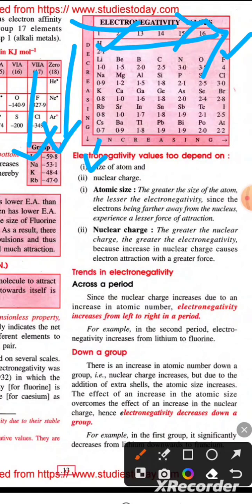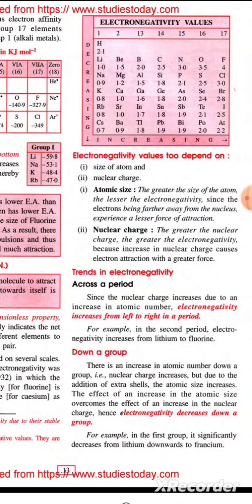There is a task on the basis of atomic size and nuclear charge, how it affects or how electronegativity depends on them, you have to read on your own. If you have any doubt, then you can ask me in your next class, the Zoom meeting. Only the variation I will tell you now. Across a period, the electronegativity increases from left to right, and down a group it decreases.